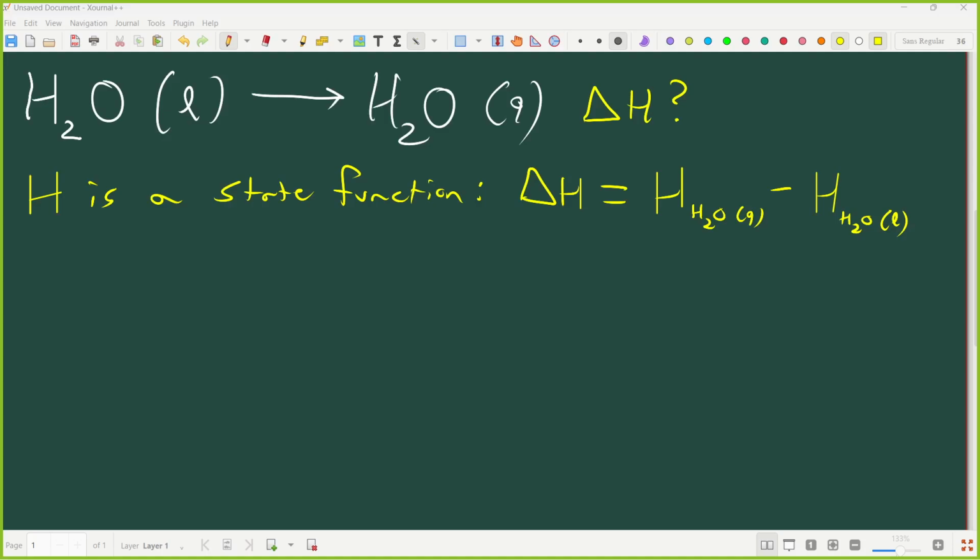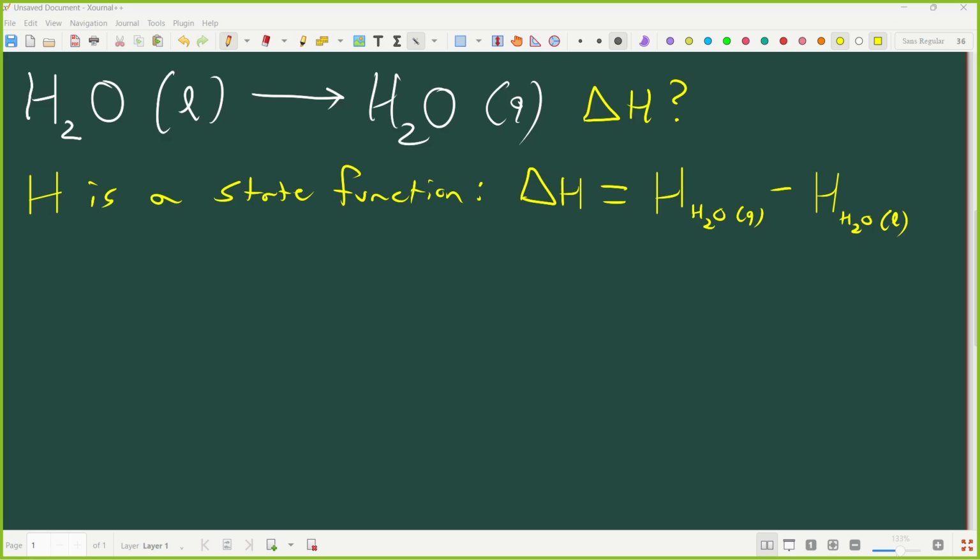I'm just passing the buck, because now I'm saying, okay, well, I want to measure delta H as a function of two enthalpies of materials. How do you measure each of those? Right, so what is H2O gas and what's H2O liquid? How do you measure those things?